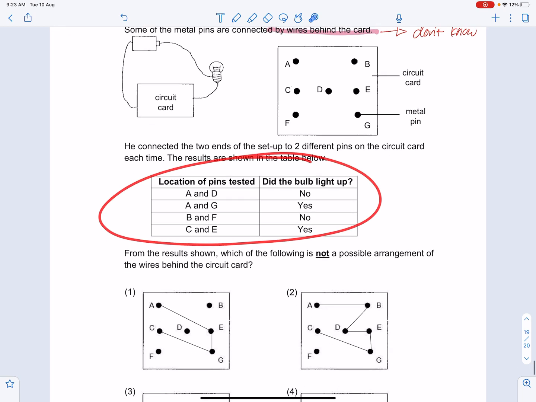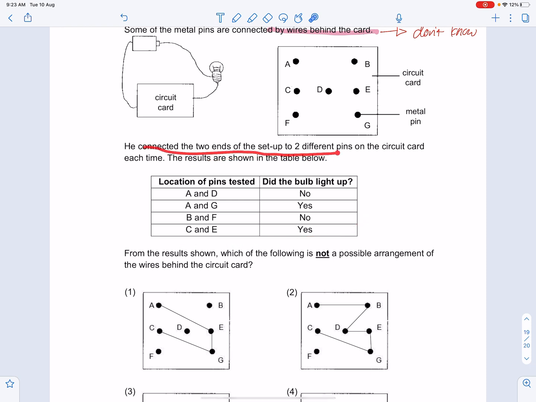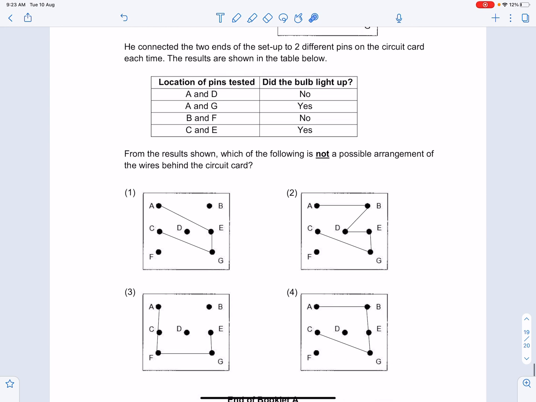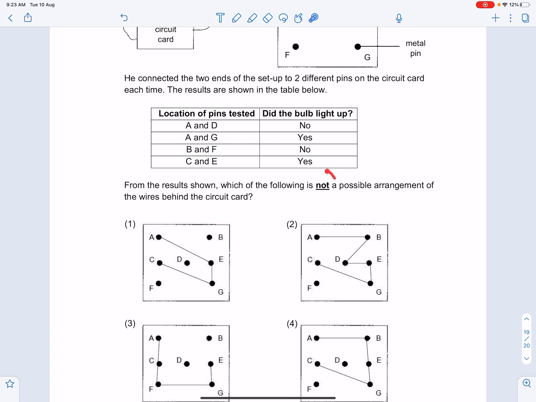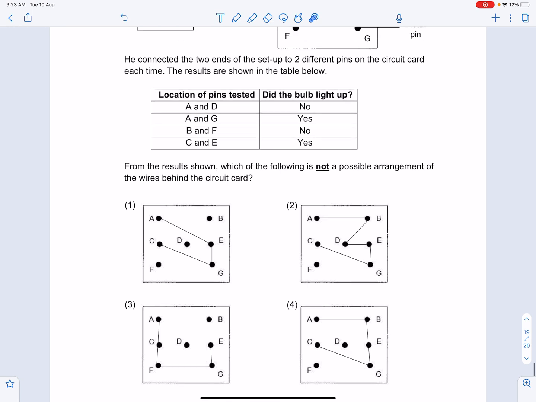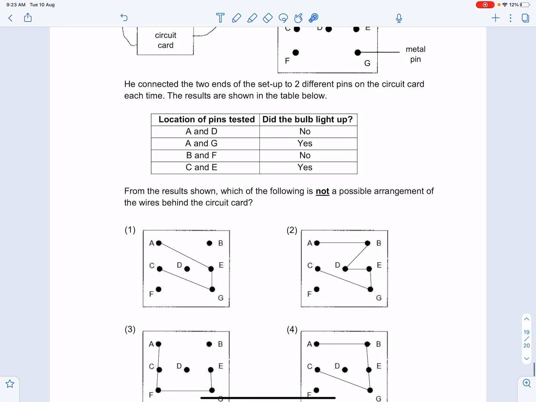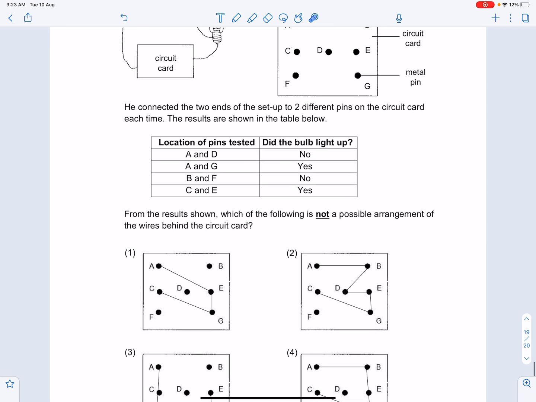So he connected the two ends of the setup to two different pins on the circuit card. The results are shown in the table below. From the result shown, which of the following is not a possible arrangement of the wires behind the circuit card? In this case, three must be correct with one that is wrong. So I'm going to show you one that is correct and one that is wrong, so that you're able to know what to do in exams.